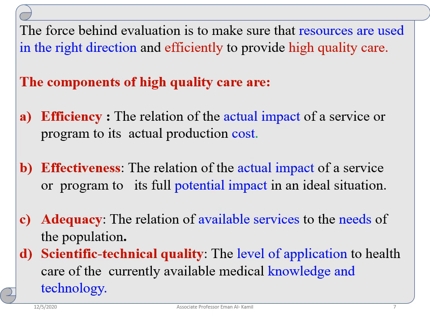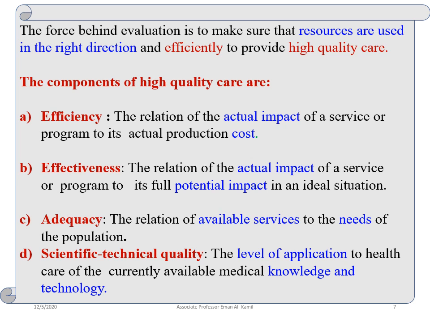The adequacy is the relation of the available services to the needs of the population. When we provide health services, they must be adequate for the people, that means according to their needs. What are the needs of the people? We should provide adequate health services according to the needs of the population. So if we have a good quality of health care, it means that it is adequate: we provide the services according to their needs, and it should be adequate for all the people.